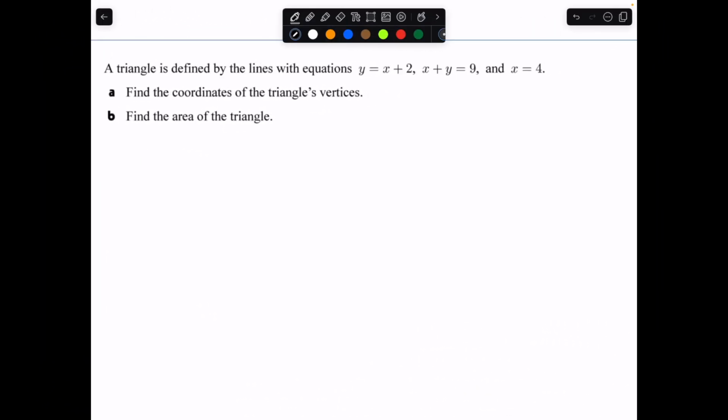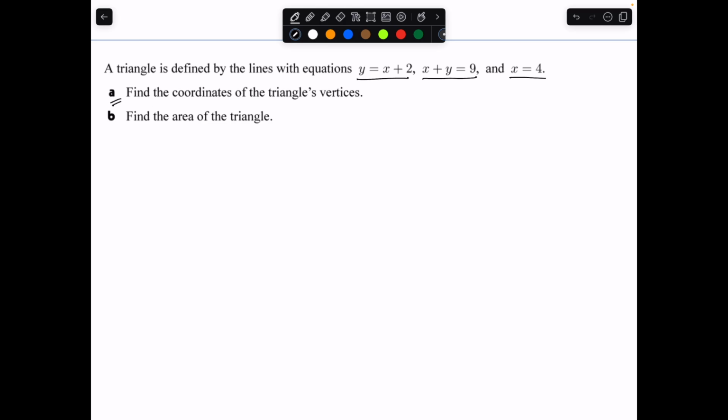Let's look at the next question. It says a triangle is defined by the lines with equations y equals x plus 2, x plus y equals 9, and x equals 4. Find the coordinates of the triangle's vertices. So it means that we have these three equations and they intersect together, and the area of intersection that it encloses forms a triangle, and we need to find the vertices of that triangle.